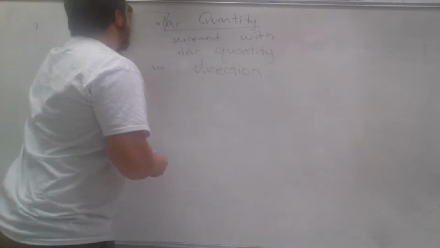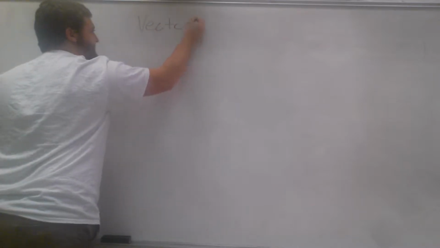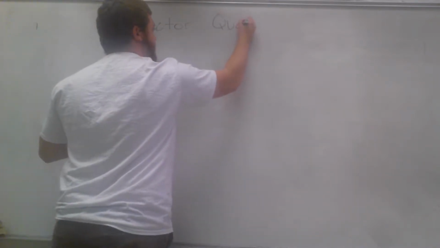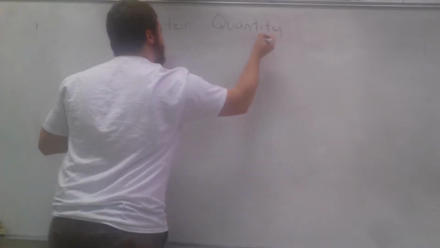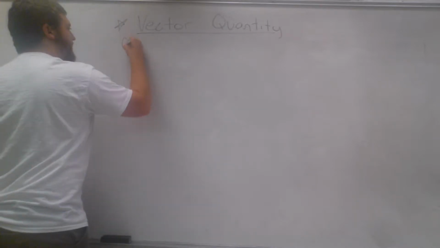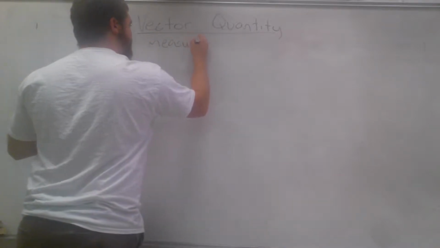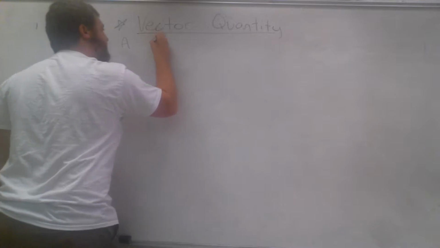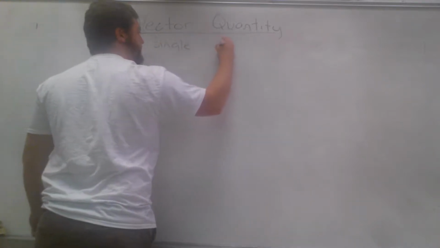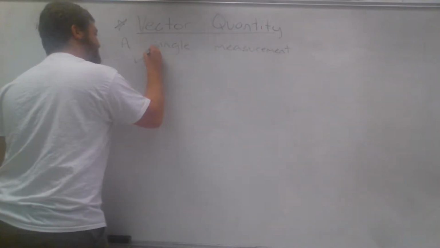Moving on. The next quantity we're going to talk about is a vector quantity. Now a vector quantity is the opposite in that it includes direction. What did I write? A measurement. A single measurement, that's what I put. A single measurement with direction. That's what I should have put with the other one.